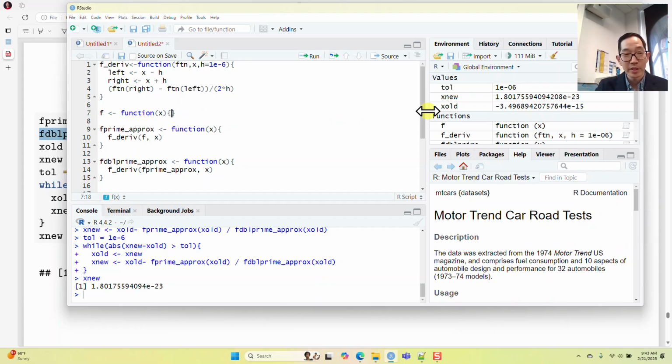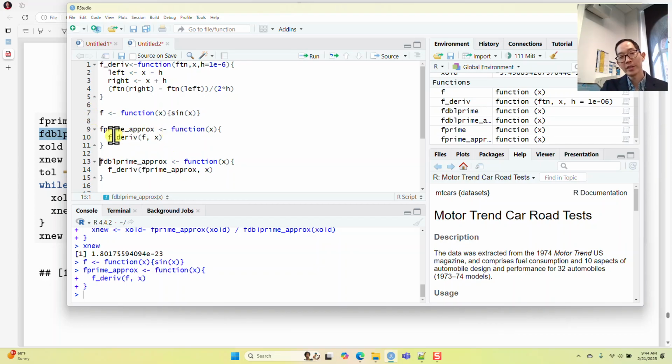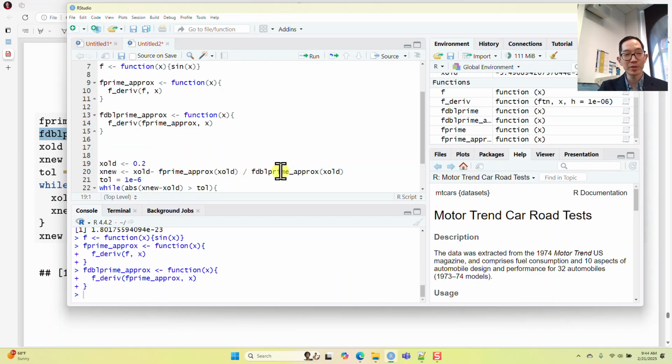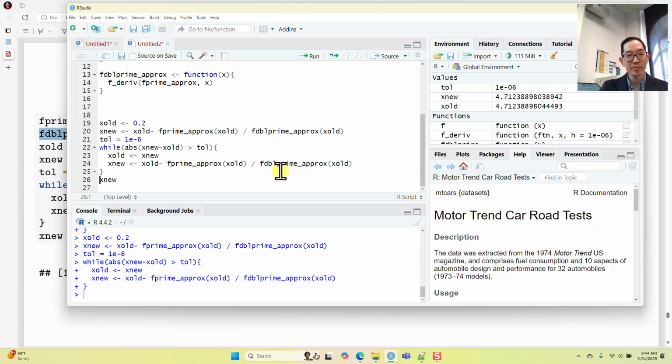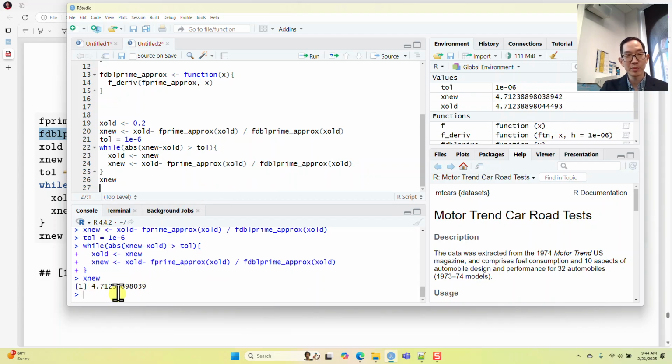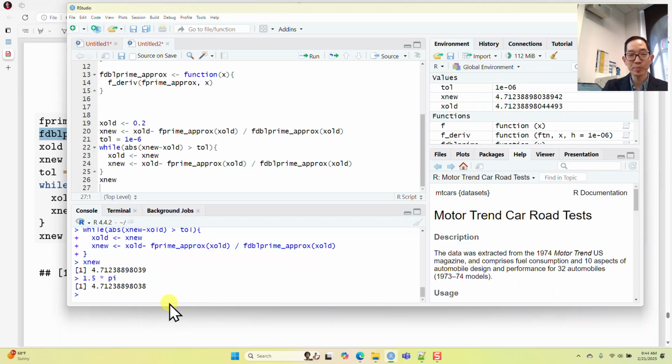Here I can do like, let's find the local mins and maxes of, say, sine of x, okay? And I'm going to just say, hey, f derivative of f double prime of f, we're going to try that again. Let's plug in 0.2, and this gives me 4.7. 4.7, what is 4.7? Is that close to pi? Pi over 1.5 pi? What is that? 1.5 times pi? Yeah, so it's pretty close to 1.5 pi, right?